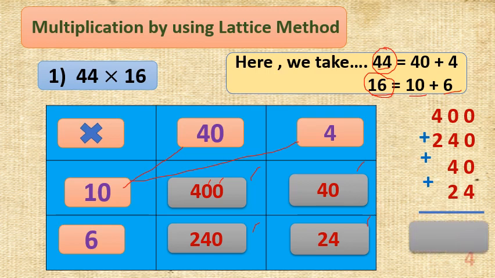Here in the unit place 4, correct? In the tens place 4 plus 4 is 8 plus 2, that is 10. So I will write 0 down and 1 carried over. So 4 plus 1, 5 plus 2, 7. Isn't it? The product is 704. Got this? Okay, one more we will try.